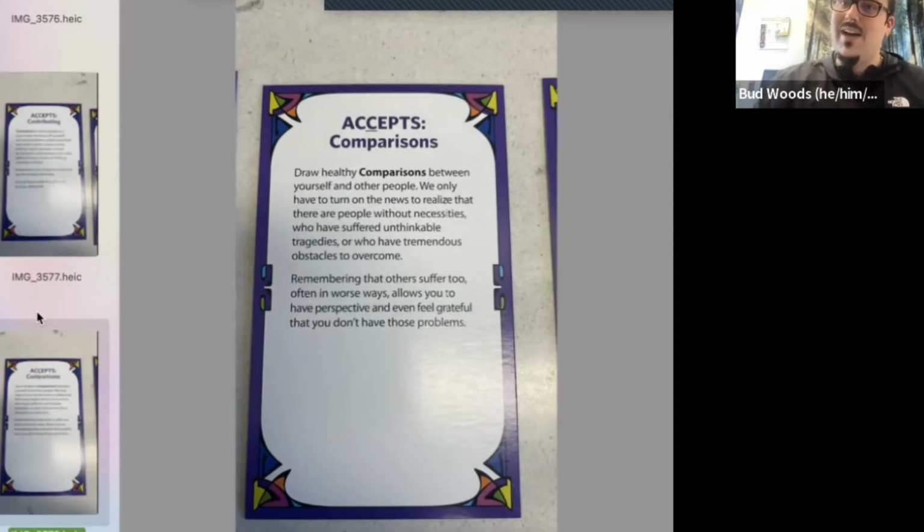Comparisons. If you did watch the previous video, we talked about self-comparisons. This one here, continuing that practice, is drawing healthy comparisons between yourself and other people. We only have to turn on the news to realize that there are people without necessities who have suffered unthinkable tragedies or who have tremendous obstacles to overcome. Remembering that others suffer too, often in worse ways, allows you to have perspective and even feel grateful that you don't have those problems. With this card, the point is not to minimize what folks are going through, but to draw healthy comparisons with other folks.